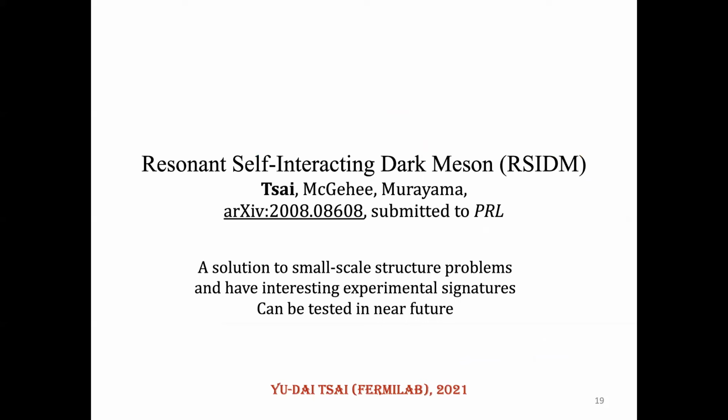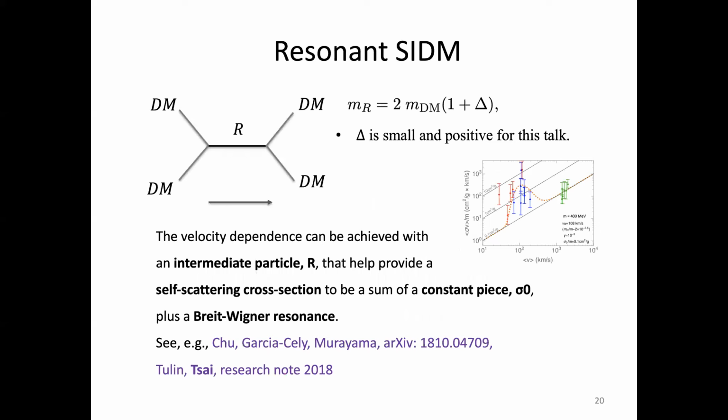So we'll use the pseudoscalar meson and the vector meson. But let's also look at the toy story first, because the toy model is also quite interesting. So in the toy model, you can just have an R that is 2 times the mass of the dark matter with a correction or small difference. And you can tune this delta to locate your resonance. This is called resonance self-interacting dark matter.